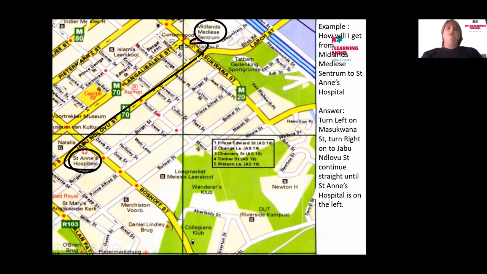So if you take it, you're going to turn left onto Masukuwana Street, and then you're going to turn right onto Jobbin and Lower Street. Continue straight until St. Anne's Hospital is on your left. It's very easy if you turn your page.